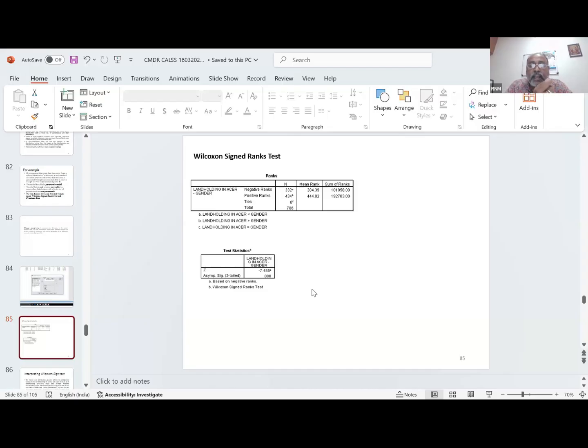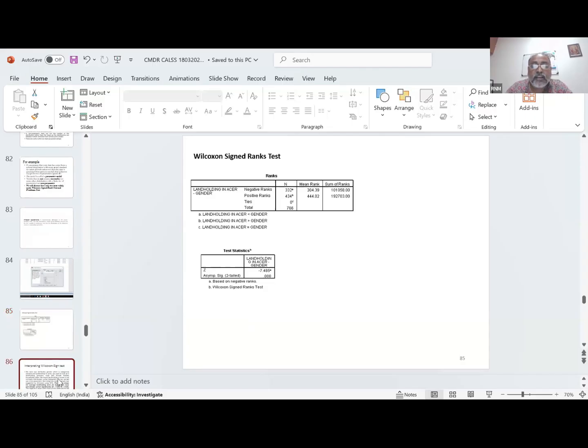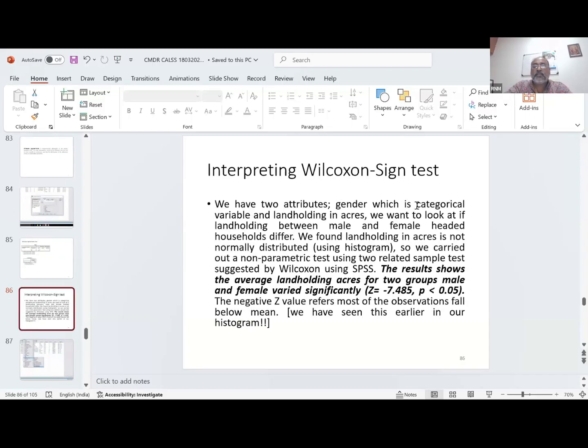Once the ranks have been computed, the Z test is applied and significance is calculated. You find that it is significant at the 1% level as it is showing 0. So what is the interpretation? I have written it here. See the Wilcoxon sign test. How will you interpret? Gender, which is a categorical variable, and landholding in acres. We want to look at whether landholding between male and female headed households differs. That is our research hypothesis. We are comparing two attributes, gender and landholding in acres, and whether they are different.